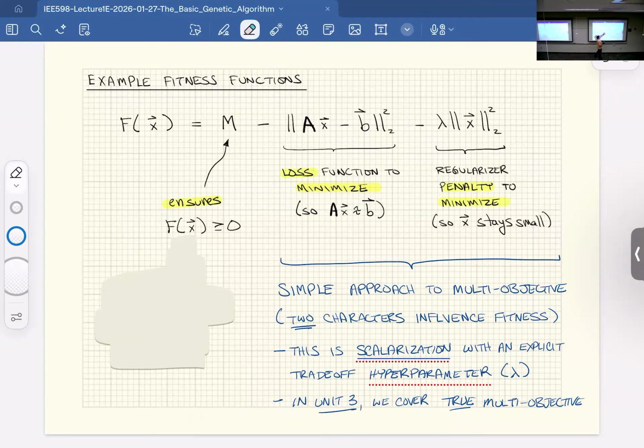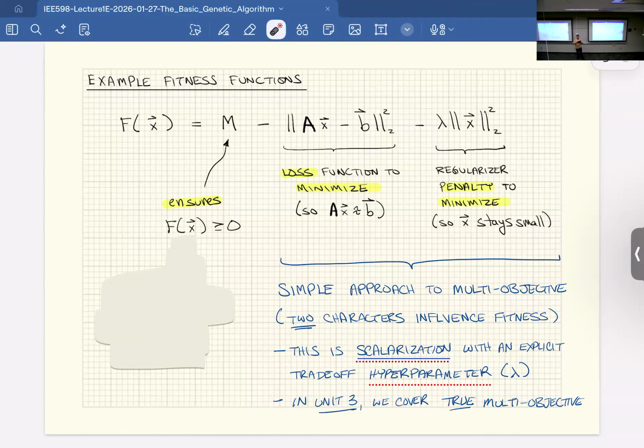You take your two objectives and you add them together and you put a weight on one of them, which represents the trade-off that you desire between them. So that lambda is a hyperparameter which says how important this second objective, the regularizer objective, is relative to the first objective. If you make this lambda very large, then it's just going to select genotypes that have a very small 2-norm, their squared size is very close to 0.